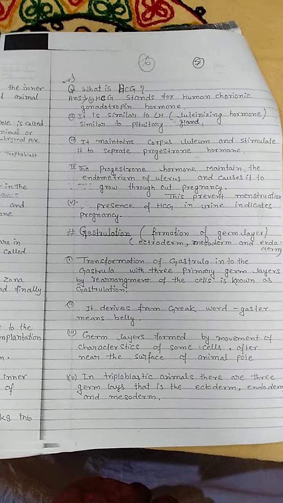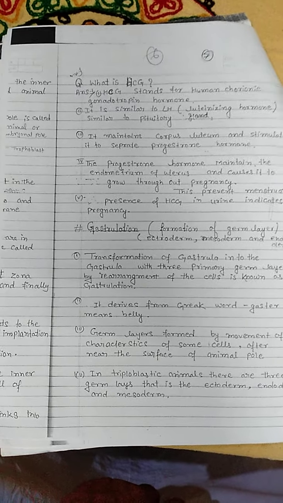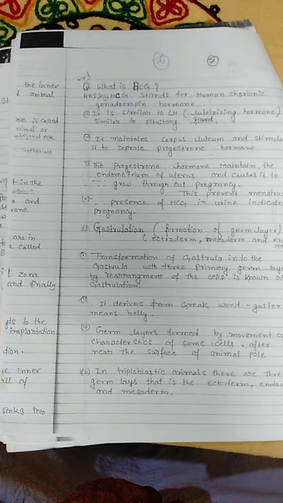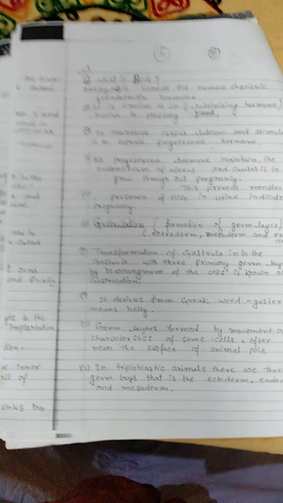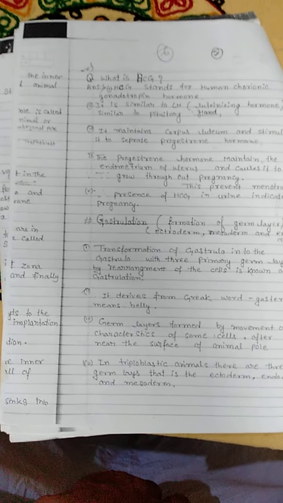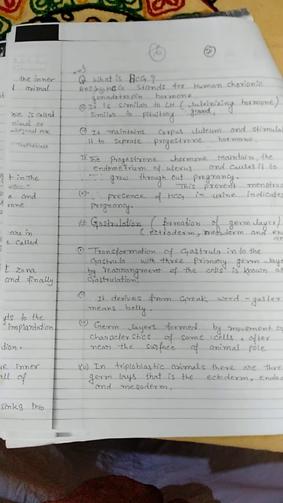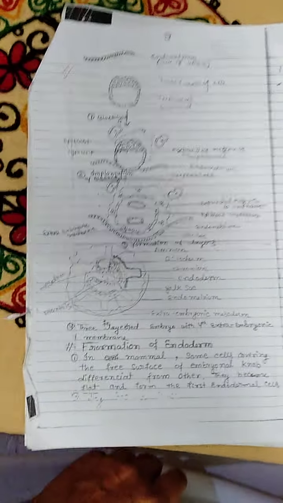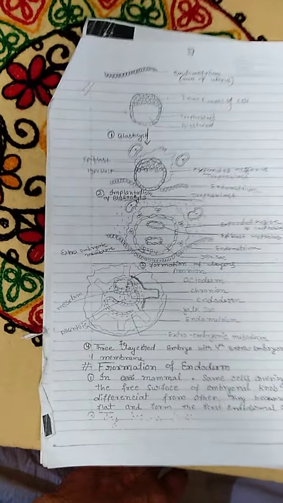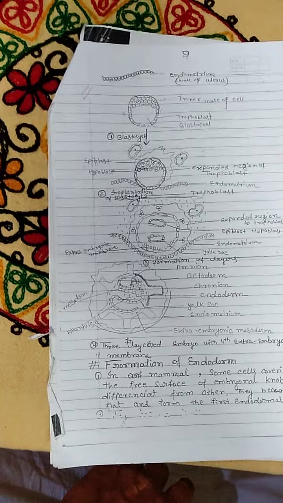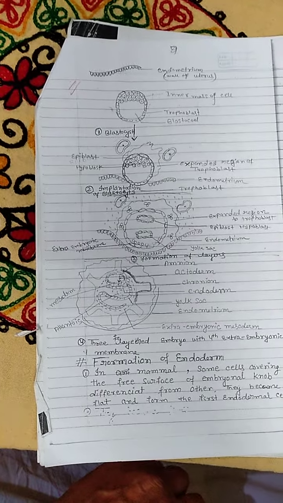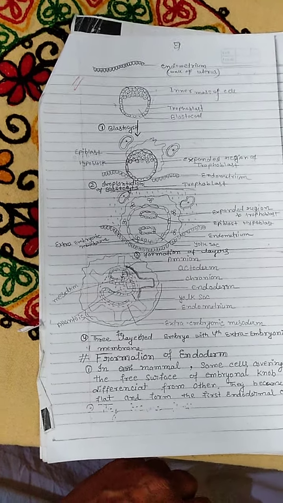Germ layers are formed by the movement of the cells near the surface of the animal pole. In triploblastic animals, there are 3 germ layers, that is ectoderm, mesoderm and endoderm. Here is a diagram which shows the formation of the germ layers in the different parts 1, 2, 3, 4. 3 layers of embryo, the 4 extra embryonic membranes.